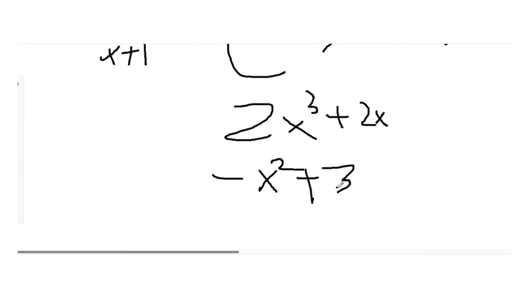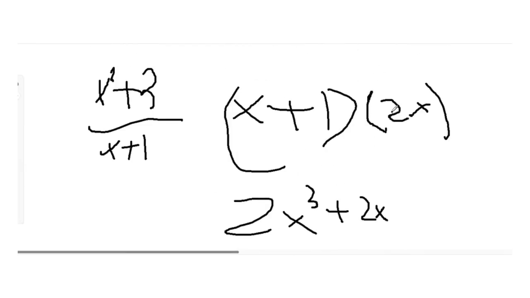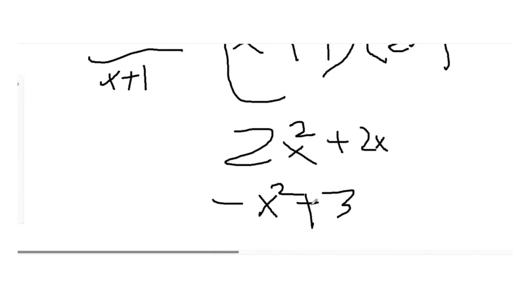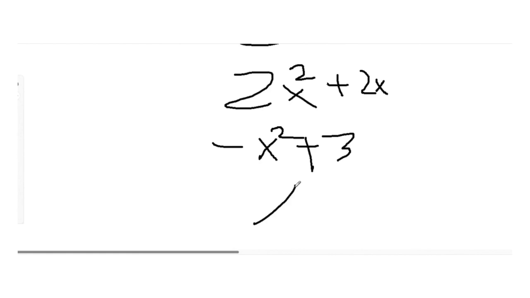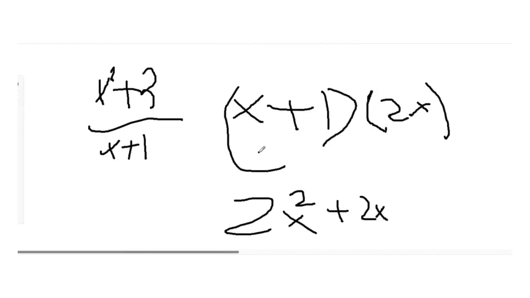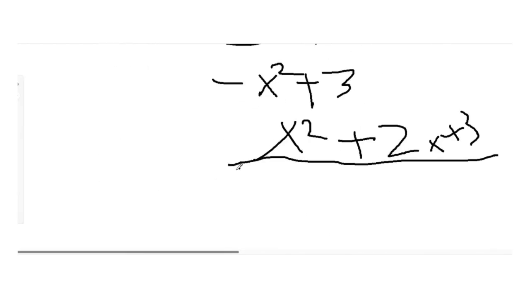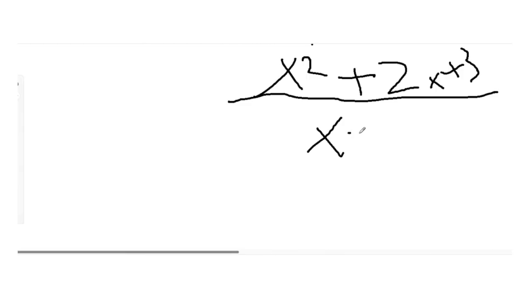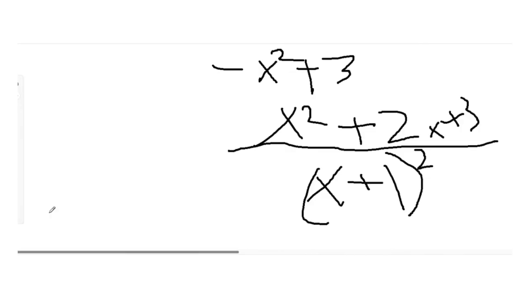Wait, no, something's wrong. Did you recognize it? Yeah, 2x times x is 2x squared. So this is actually not a 3, it's a 2. So now when you simplify, you get x squared plus 2x plus 3. And that over v squared. V, as we said earlier in this problem, is x plus 1. So that over x plus 1 squared. And that is your answer.